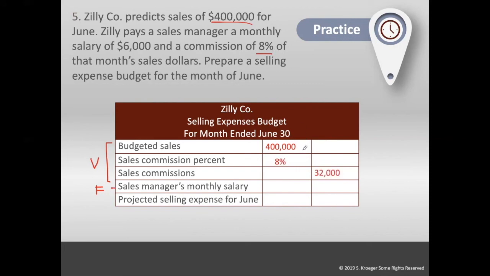We have the two columns here. One is just to calculate the number that we use here. Like I said, this is the variable cost because each month it would be something different based on our sales. We'll then add the monthly salary, which is the fixed portion, which is how much? 6,000. Altogether, it would be $38,000.